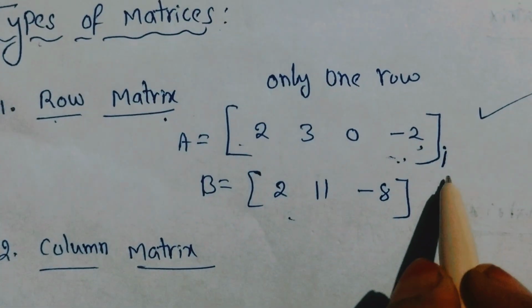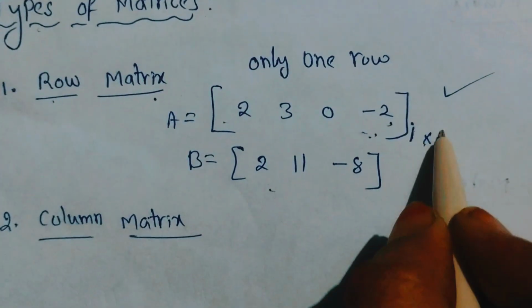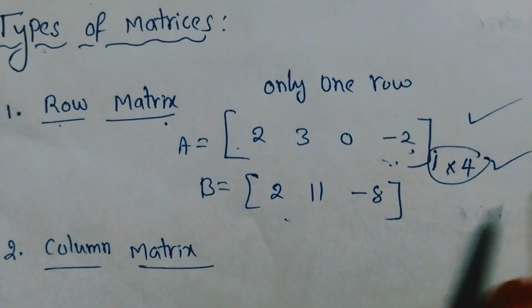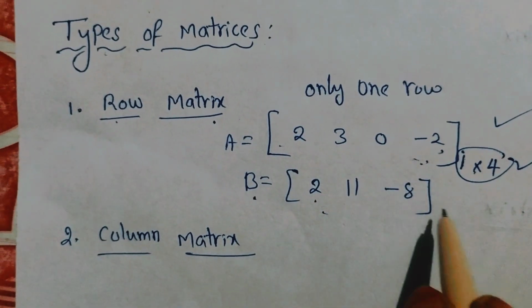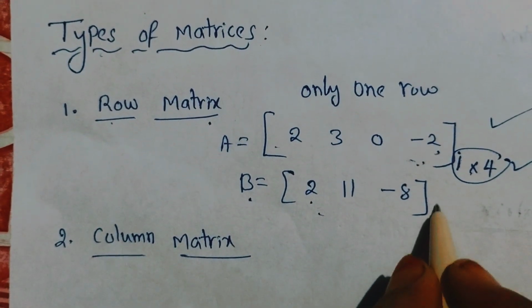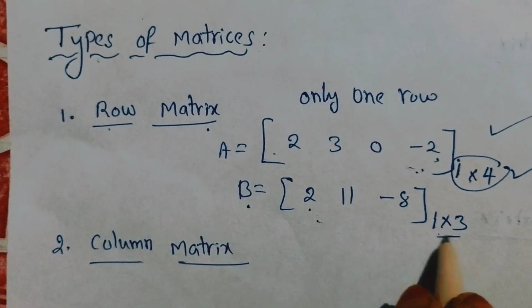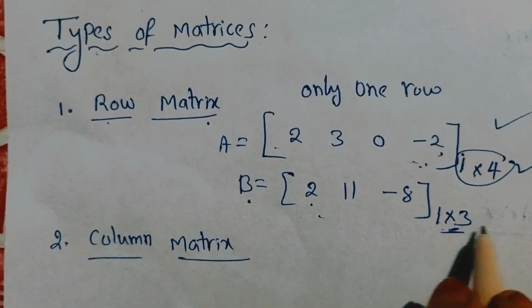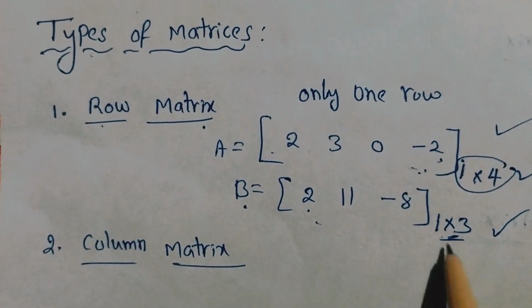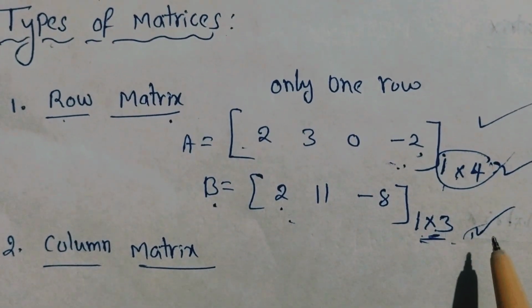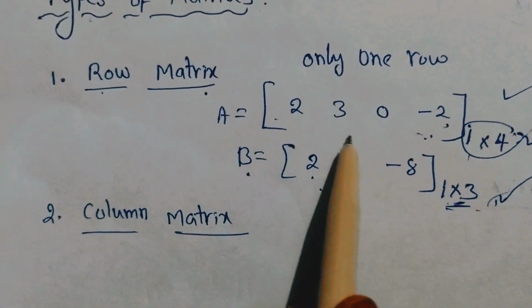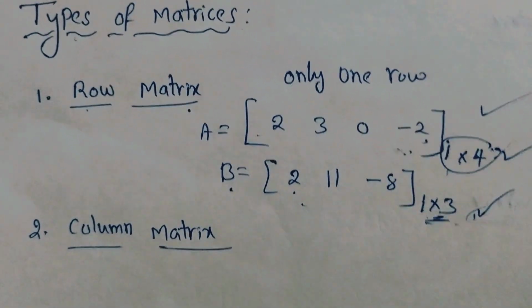That is called a row matrix. So here the order is one row and 4 columns. This is the order. And matrix B is also a row matrix, with order 1 by 3. It is indicated by cross, but it is called 1 by 3, and the other is called 1 by 4. Okay, this is the row matrix. If we have only one row in a matrix, it is called a row matrix.